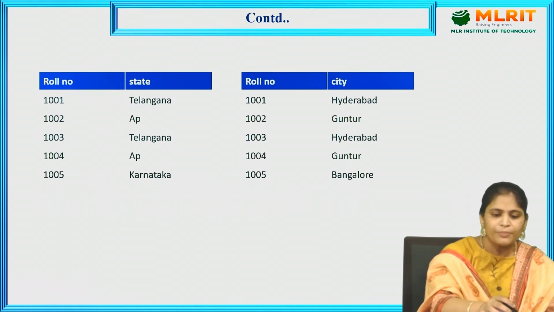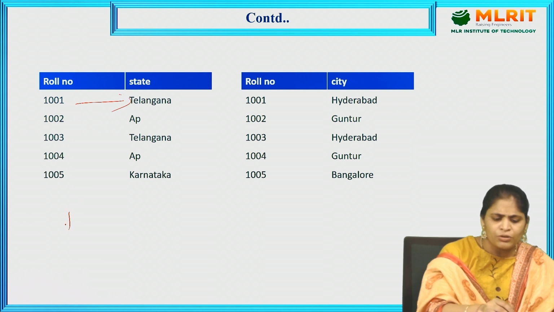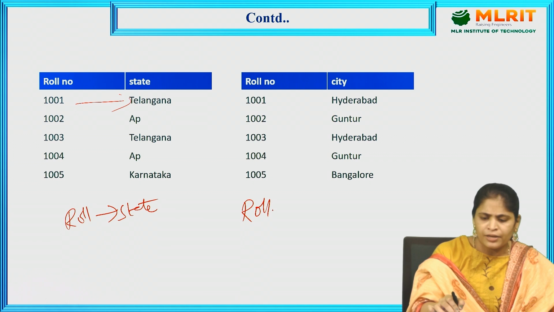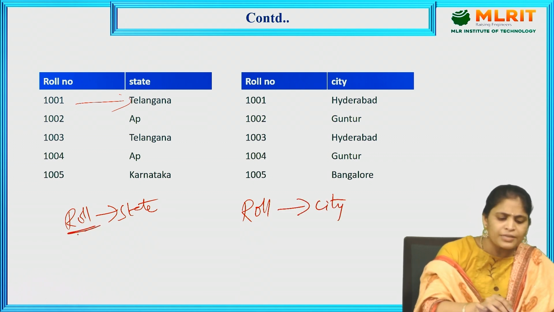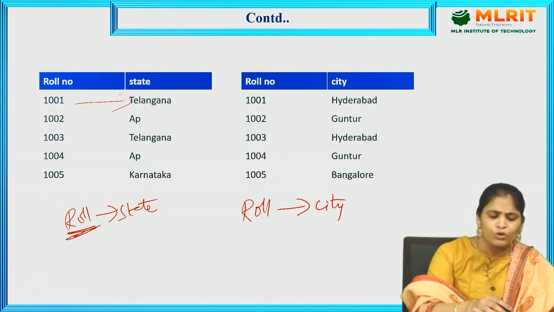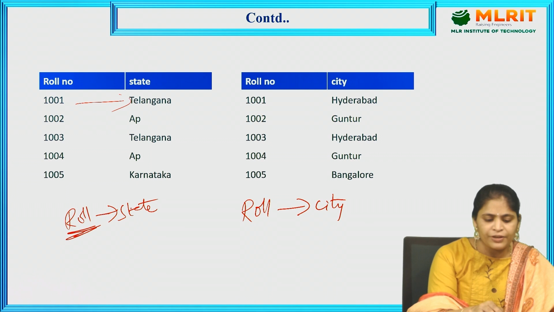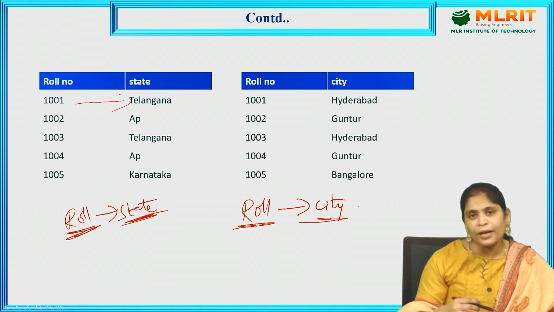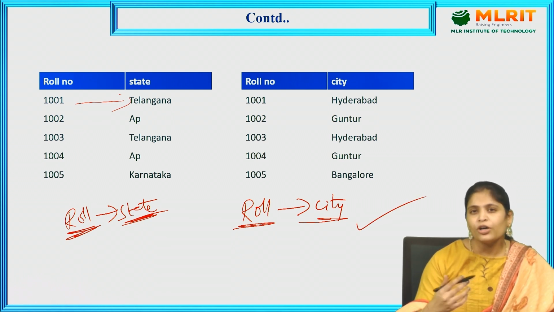See, roll number to state, roll number to city. Now I can easily derive. So roll number determines state, this is one functional dependency here, and roll number determines city, this is another functional dependency. So by considering roll number as a prime attribute, that is nothing but a key here, roll number becomes a prime attribute. So one prime attribute is deriving the non-prime attribute. Again, one prime attribute is deriving a non-prime attribute. So this is how we can remove transitive dependencies by splitting.